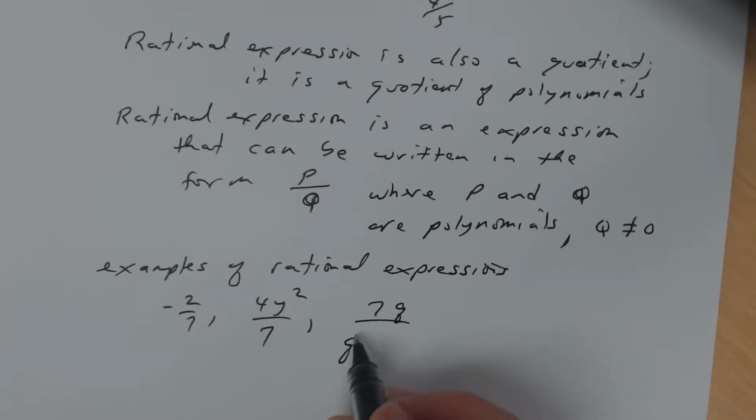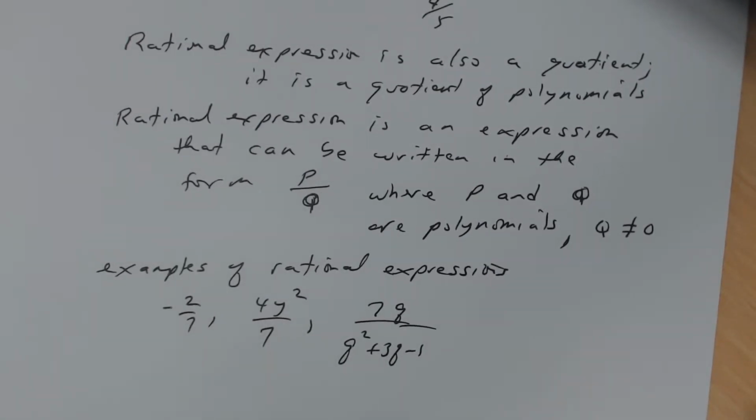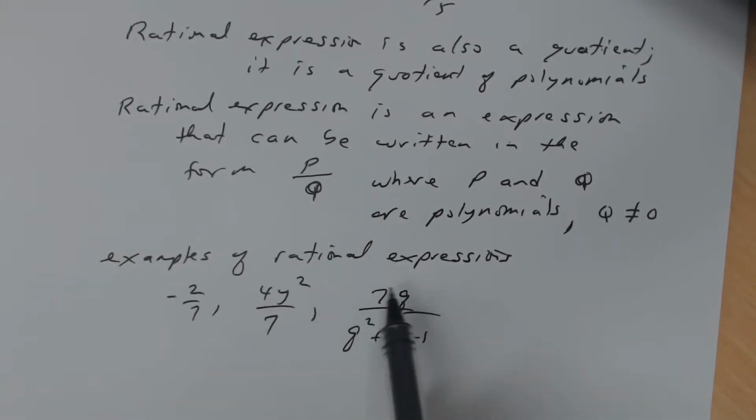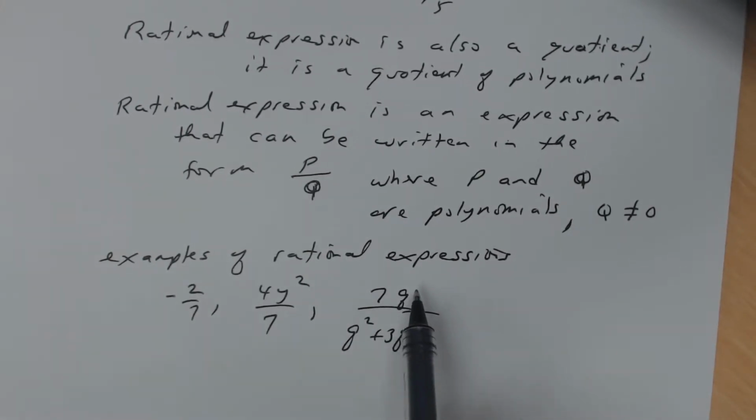7q divided by q squared plus 3q minus 1. That's a rational expression. You have a polynomial divided by a polynomial. So this is a quotient of polynomials. These are all quotients of polynomials. This just happens to be a monomial. This happens to be a trinomial.